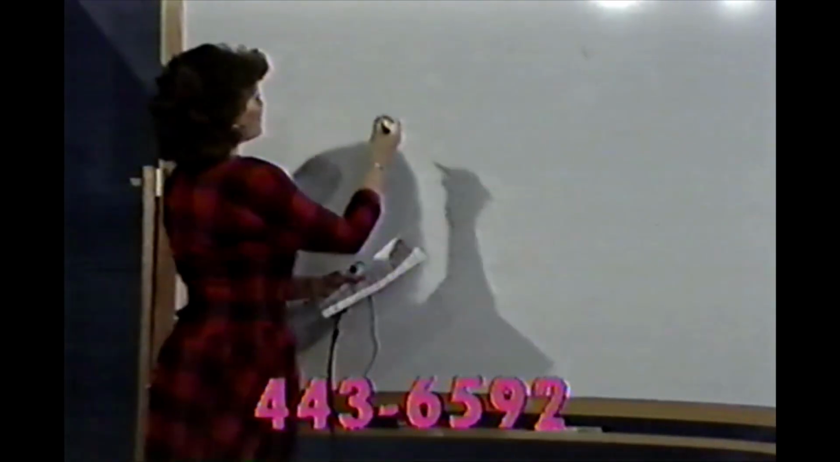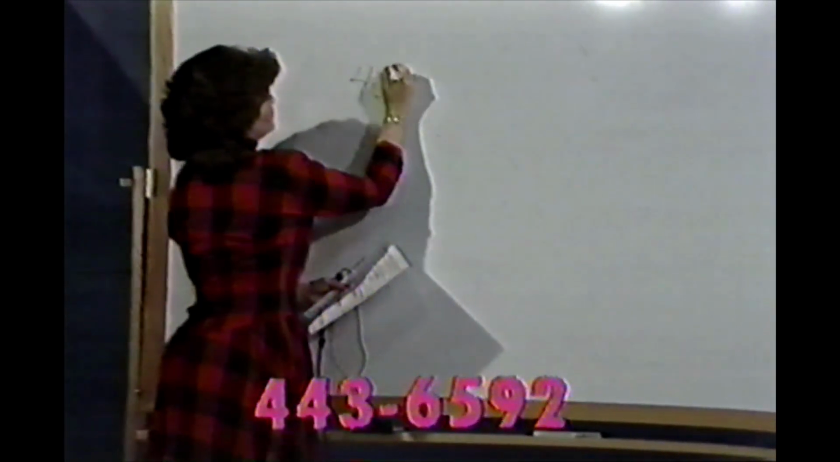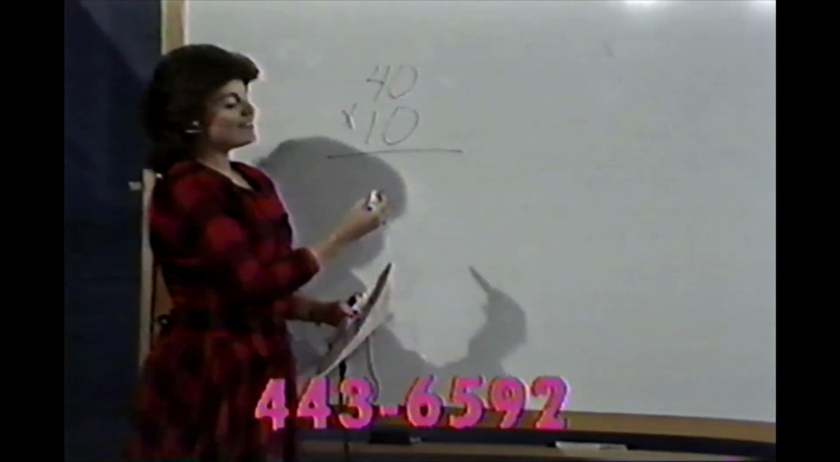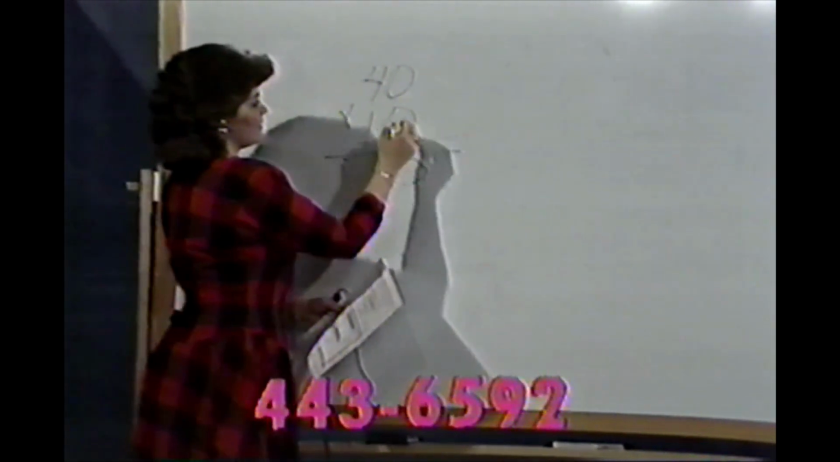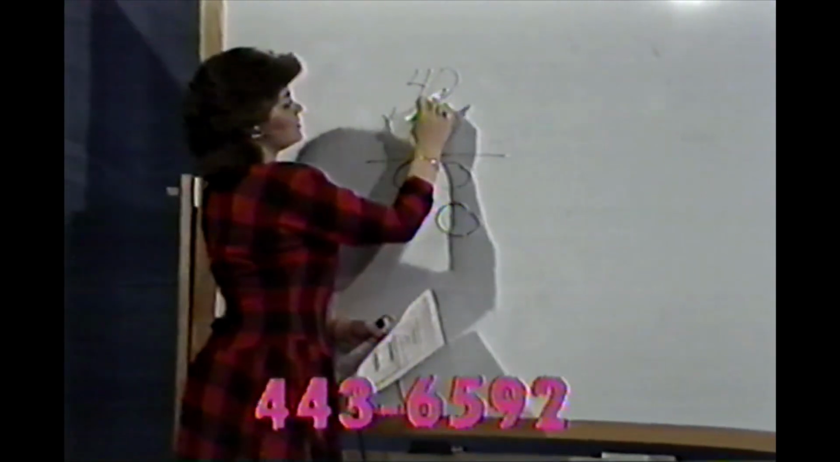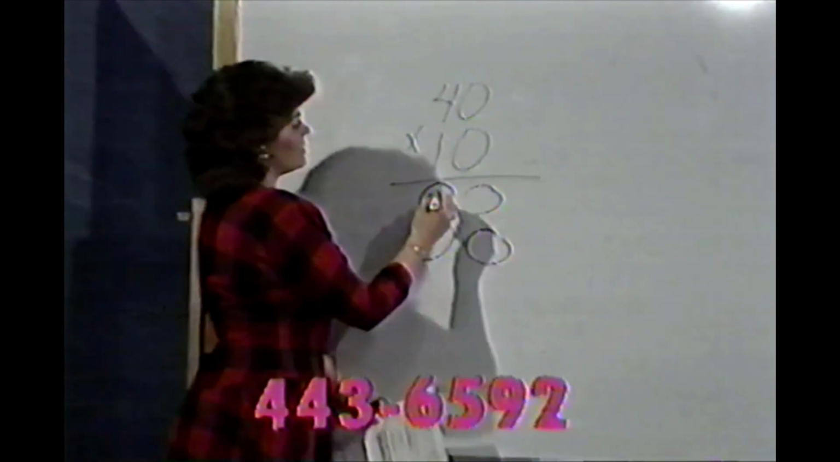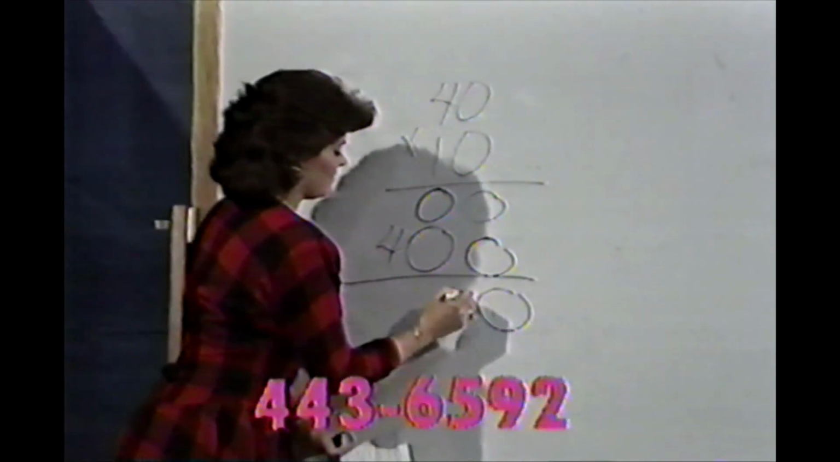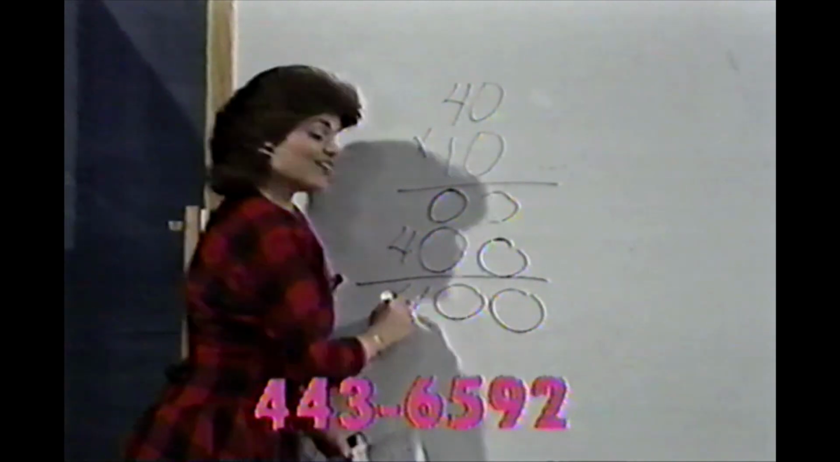Okay, Heather. 40 times 10. All you need to do is multiply this. 0 times 0 is 0. 0 times 4 is 0. Bring down your 0. 1 times 0 is 0. 1 times 4 is 4. And you need to add them together. And the answer is 400.